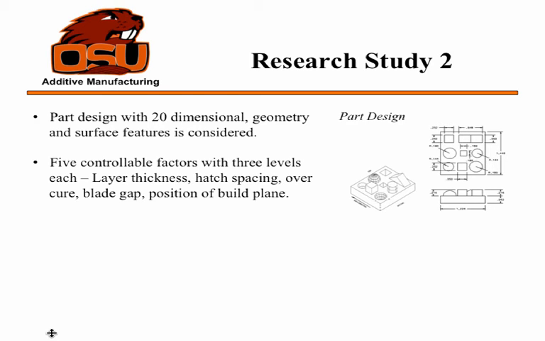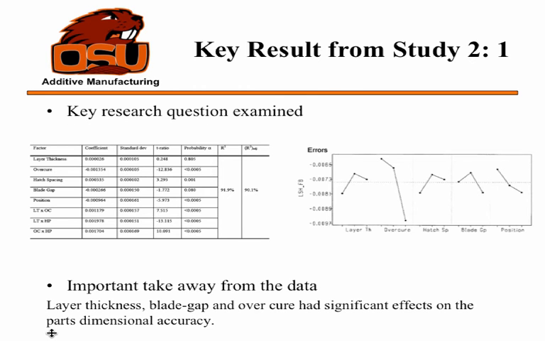So that is their part design. It has a lot of cavities, some holes here and there, some cut edges and all that. It was seen that most of the time it was just layer thickness and blade gap which provided most of the significant effects, but it differed based on what kind of accuracy we're looking at.